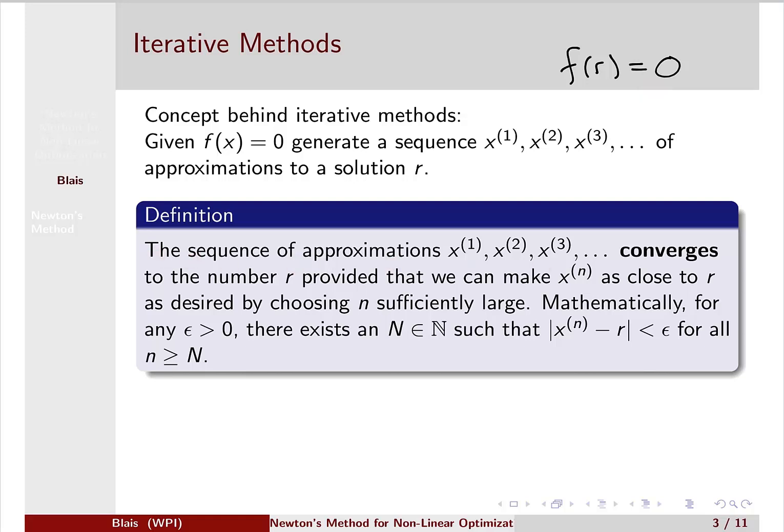And we define what we mean by convergence. A sequence of approximations converges to the number r, provided that we can make the nth entry in this sequence as close to r as we desire simply by choosing n sufficiently large, so by going far enough down the list. Mathematically, this means for any epsilon greater than 0, there exists an N in the counting numbers, so think of an n as an index in this sequence, such that the magnitude of the difference between the nth term in the sequence and that solution r is smaller than epsilon once you're past that capital N in the list.